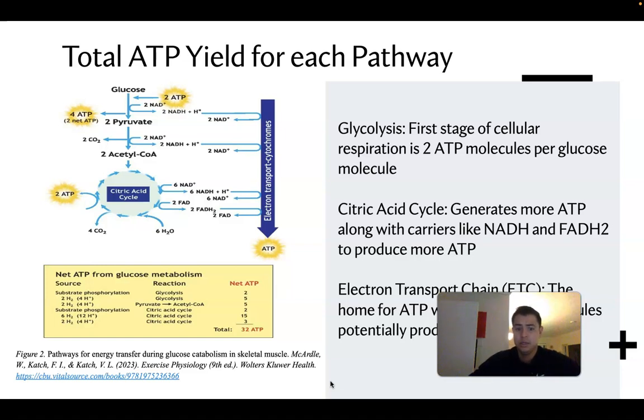And then the electron transport chain is pretty much the home. As more ATP is produced in glycolysis and the citric acid cycle, along with the NADH and FADH2, that adds up all the molecules from those two cycles and comes into the electron transport chain, where potentially 30 to 32 ATP molecules are produced from the reactions happening from the NADH and the FADH2.